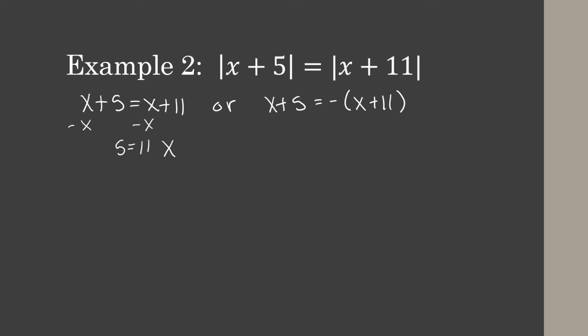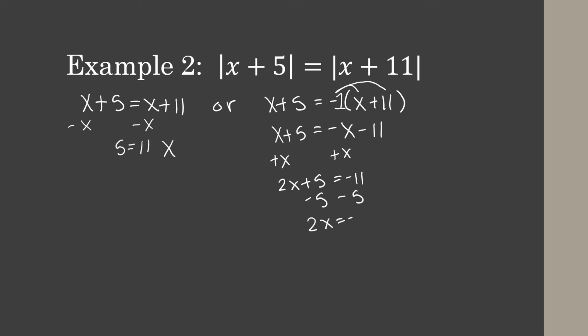So going to that second equation here, we want to distribute that negative, and just remember that's like saying there's a negative 1 out front. So we have negative 1 times x, which gets us negative x, and then negative 1 times 11, which is negative 11. To finish solving, I'm going to add x to both sides. We get 2x plus 5 equals negative 11. I'm going to subtract 5. We get 2x equals negative 16. And then by dividing both sides by 2, we get x equals negative 8.